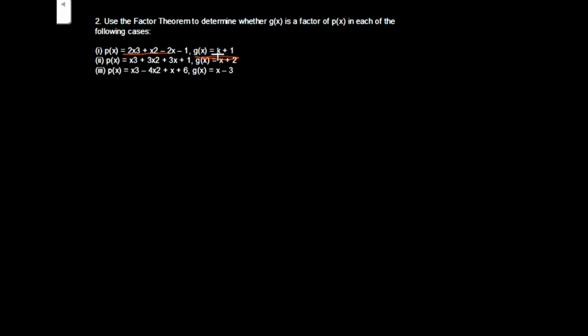So, if g(x) is a factor of p(x), then the remainder will be equal to 0, and the remainder is what? The remainder is p(a). So, in the first case, just like the remainder theorem, we will find the value of a. a is the zero of this g(x). So, a in the first case is equal to minus 1. So, let's find in the first case p(-1).